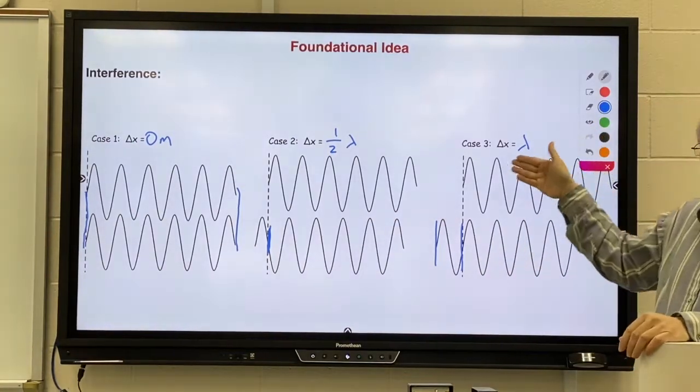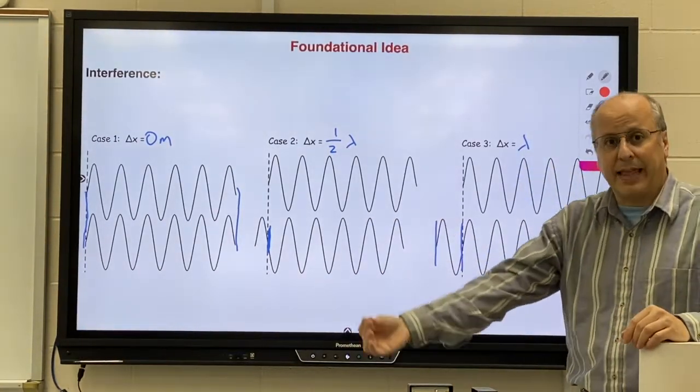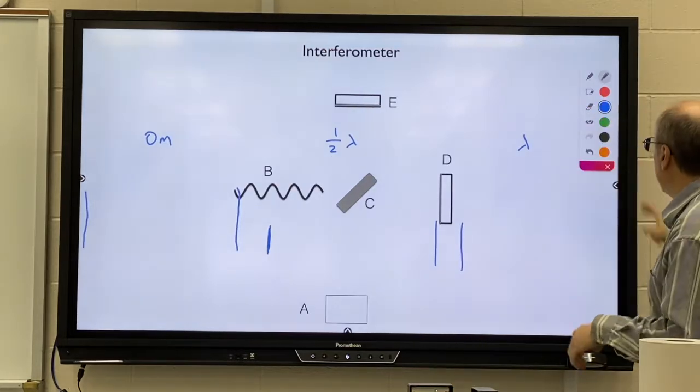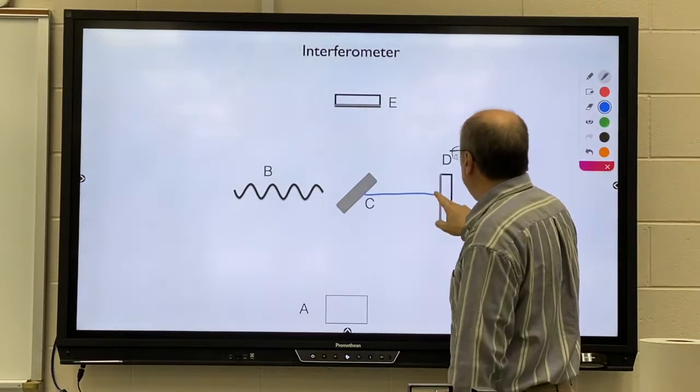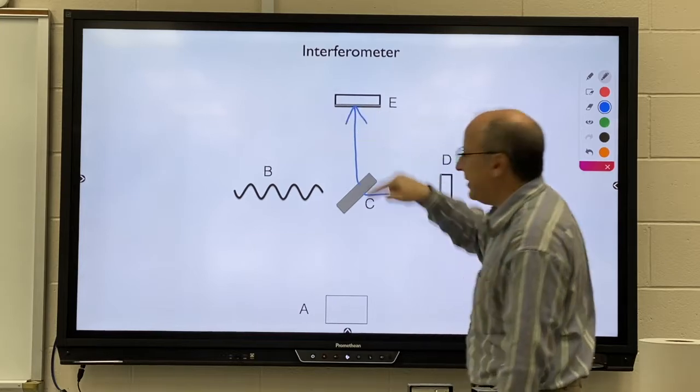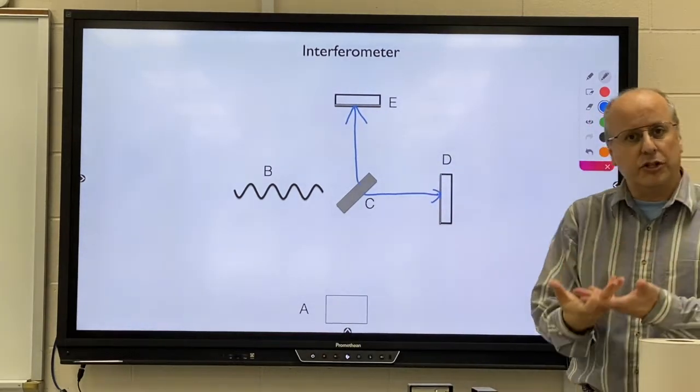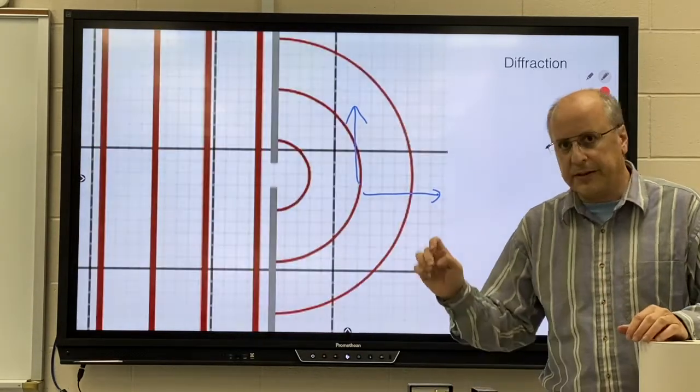Remember, delta x is the difference in path length. So we had interferometers where we could have one beam possibly travel farther than the other. That could lead to constructive or destructive interference.